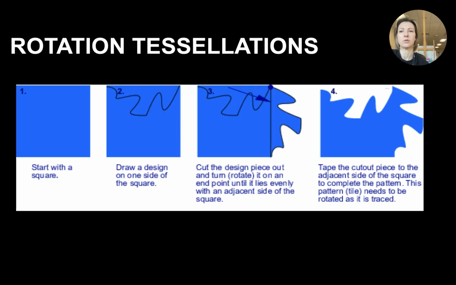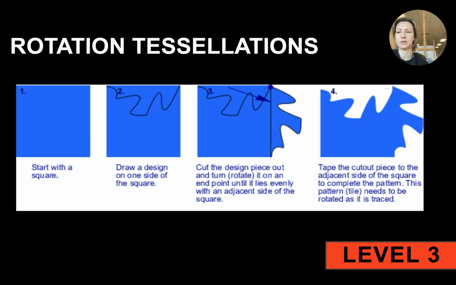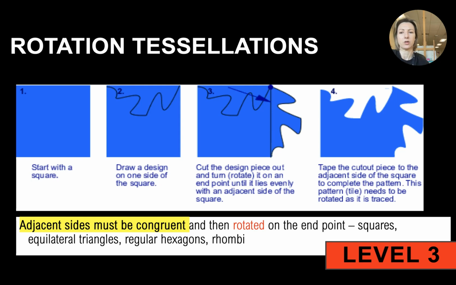There's also what's called a rotation tessellation, which again I would consider level 3. So you're going to start with that square. You're going to draw a design on one side, and then instead of moving it top to bottom or flipping it, you take it and you turn it on the axis. So you can see that in that number 3, you take that shape and then you're just going to rotate it around that corner. So it makes a really interesting type of shape, and then when you put it together, you're going to be rotating it around a point to make that tessellation.